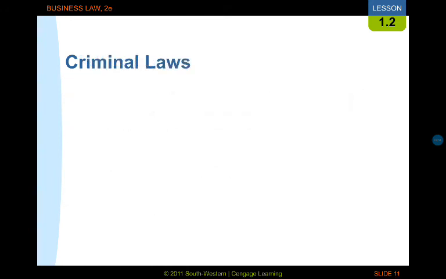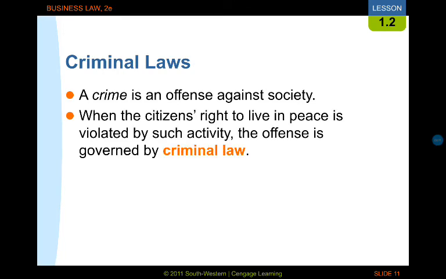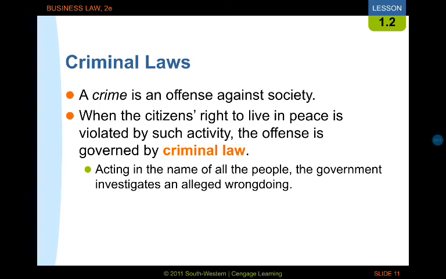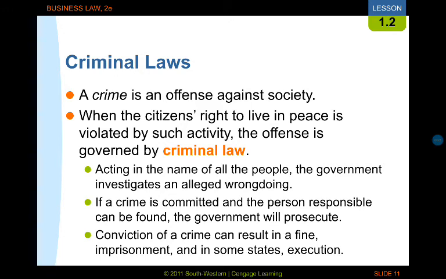Criminal laws. A crime is an offense against society. When a citizen's right to live in peace is violated by such activity, the offense is governed by criminal law. Acting in the name of all the people, the government investigates an alleged wrongdoing. If a crime is committed and the person responsible can be found, the government will prosecute. Conviction of a crime can result in a fine, imprisonment, and in some states, execution.